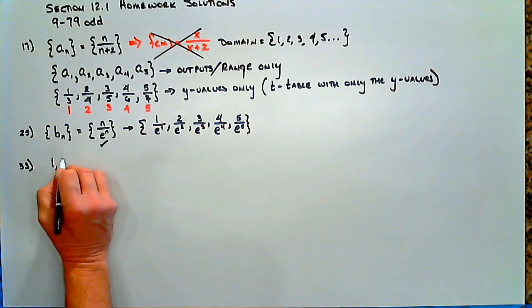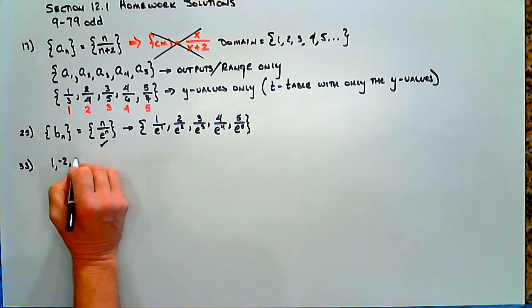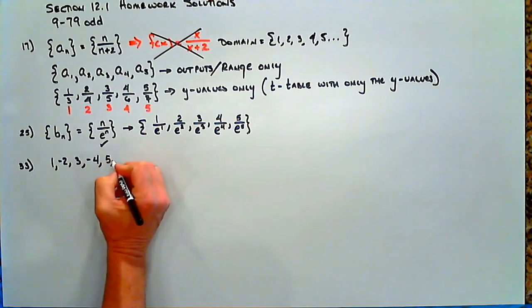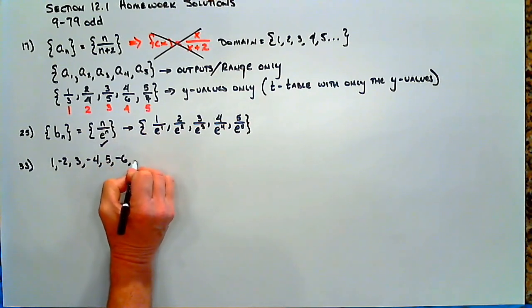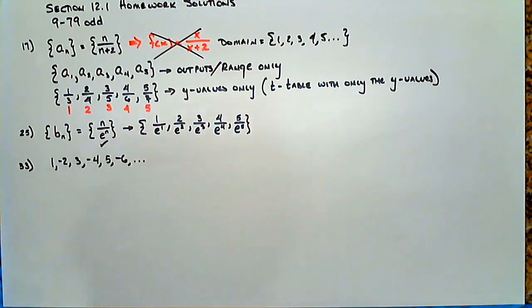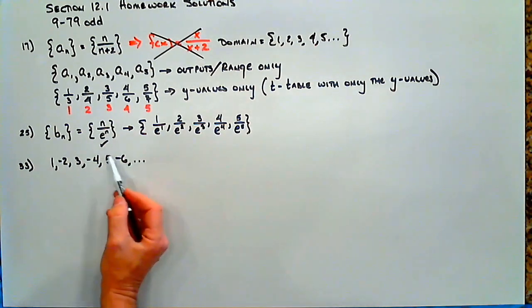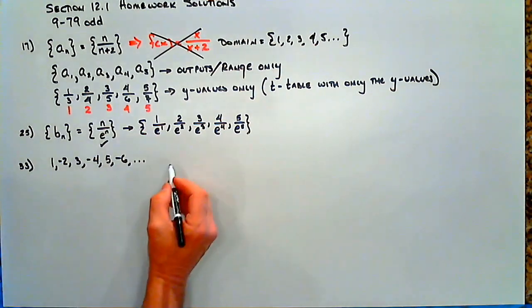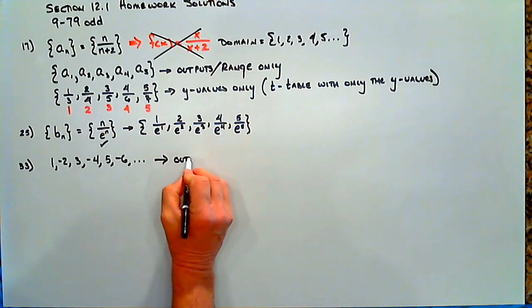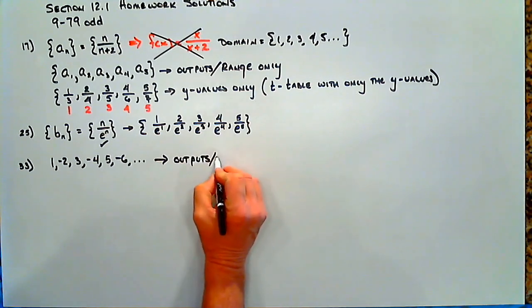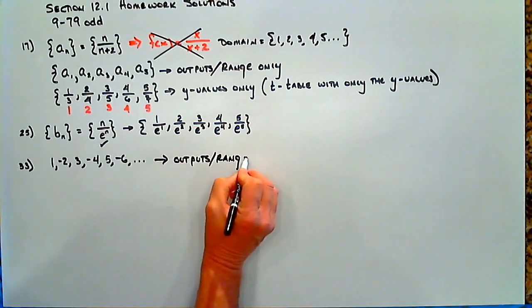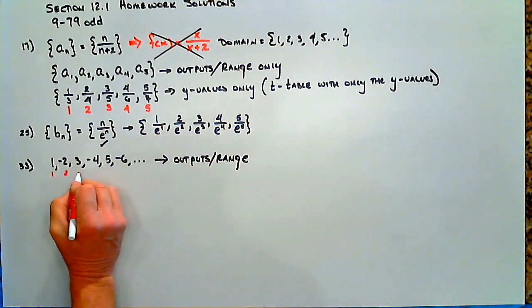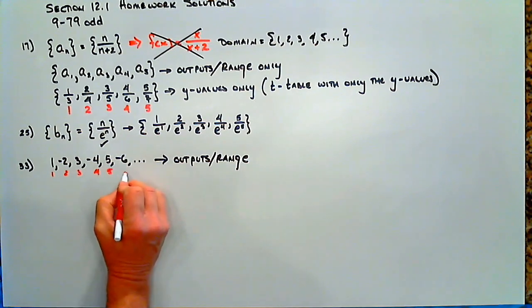Our terms are 1, -2, 3, -4, 5, -6, and so on. So they want me to write down what's the function that gives me this. Well, remember, these are the outputs. This is the range, right? We already know what the inputs are. The inputs are 1, 2, 3, 4, 5, 6.